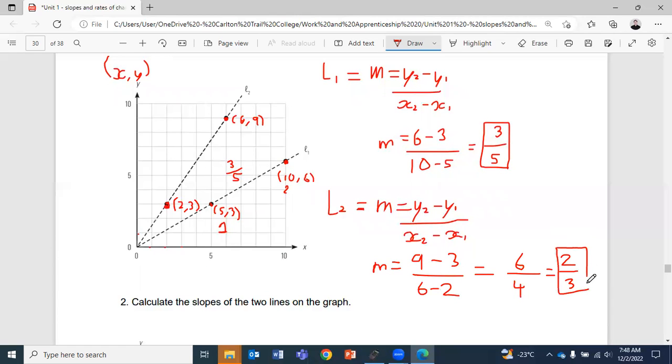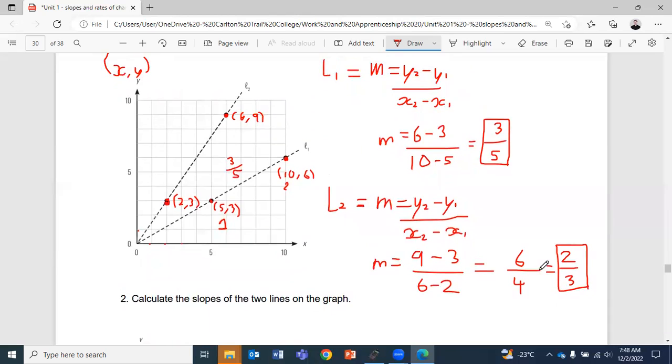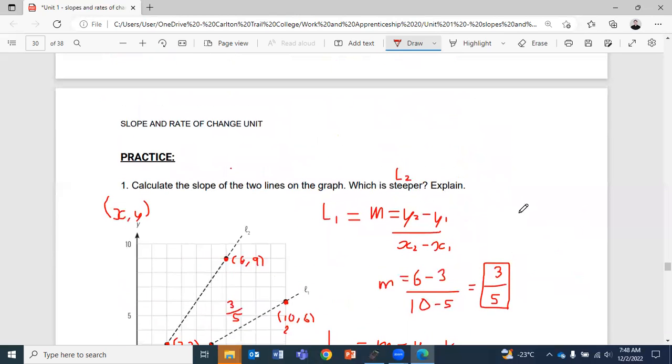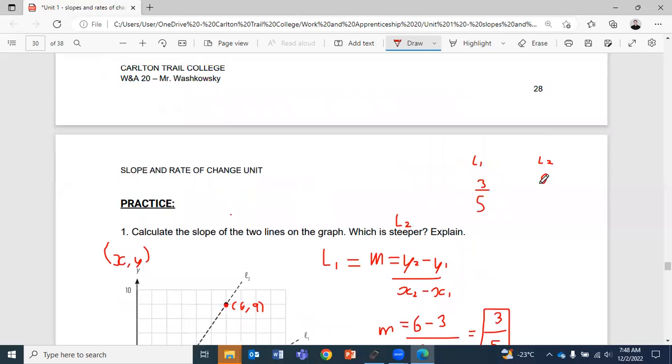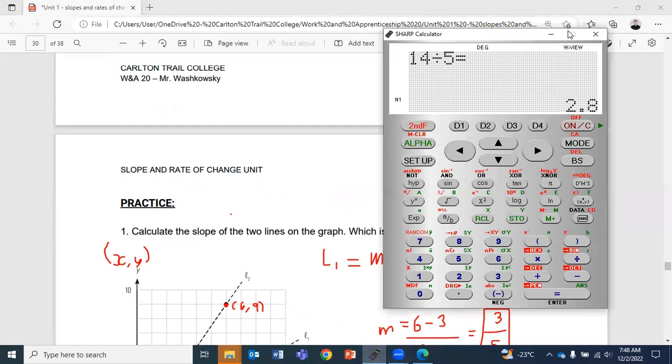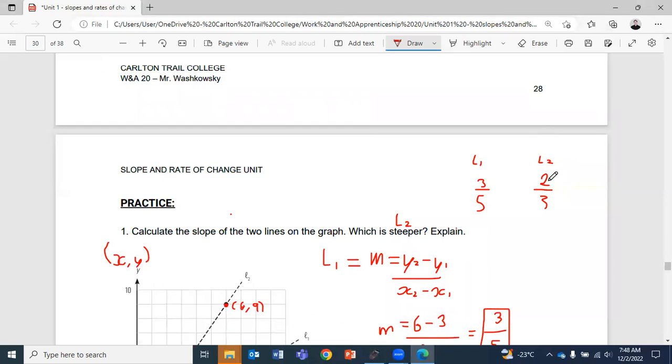So I have a 3 over 5 and a 2 over 3. Which one of these is steeper? Well, again, I look at it, I can see this one's steeper. If I wasn't sure, I would have to get these into the same common denominator. So I'm just going to bring those up here. So I have 3 and 5 for L1, and then for L2, I have 2 and 3. So you could just use your calculator for this. You could figure out what 3 over 5 is. That's going to be 0.6. This one's going to be 0.66.